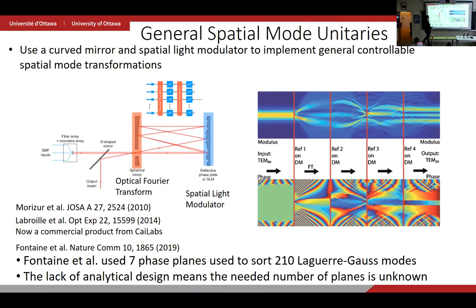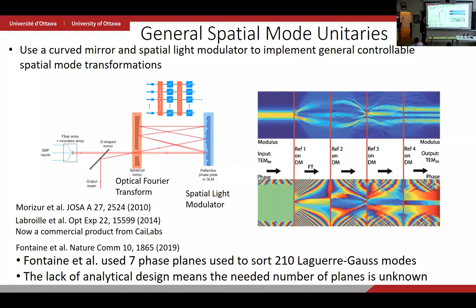They actually even have a company that has a commercial device now that you can buy, and it's really just focused at this. It's focused on, say, taking a Gaussian mode and making a Laguerre-Gauss mode. That's for optical telecommunications, because you can pack more information into a single fiber if you use other spatial modes of light.